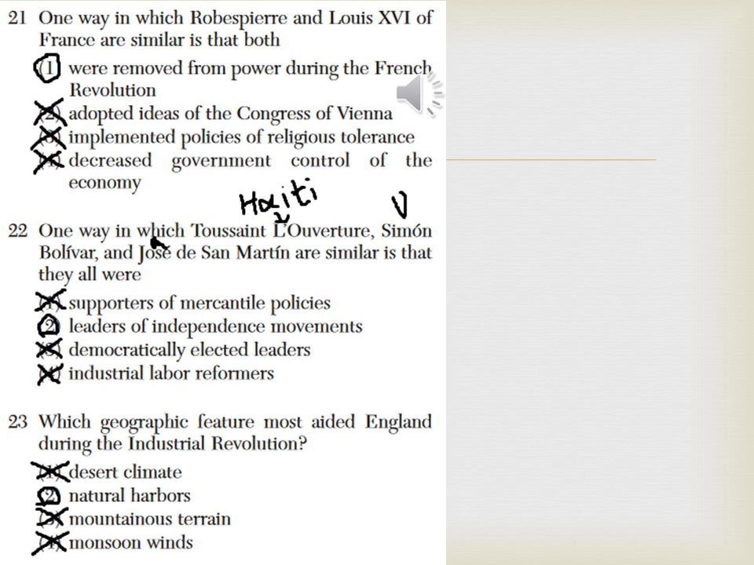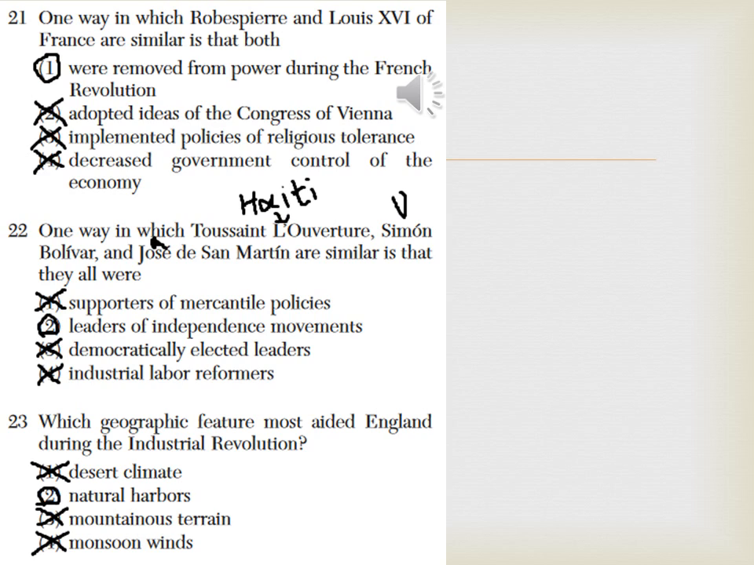Question number 22. One way in which Toussaint Louverture, I'm not sure if I'm pronouncing it right, Simon Bolivar, and José de San Martin are similar is that both their... were is it 1, supporters of mercantile policies? No, when you see mercantile policies, basically it's a policy of trade that benefits the mother country. Is it 2, leaders of independence movements? Is it 3, democratically elected leaders, or is it 4, industrial labor reformers? The answer is 2.